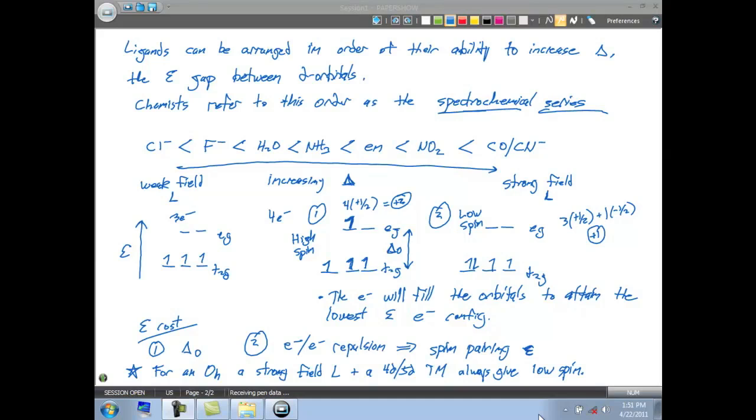I should say a strong field ligand or a 4D or 5D transition metal will give low spin, because both of these don't have to be present. It's either one or the other. If there's a 4D transition metal in the center, we'll have low spin, even if it has all weak field ligands. If there's a 3D transition metal that has strong field ligands around it, you're going to get a low spin environment.